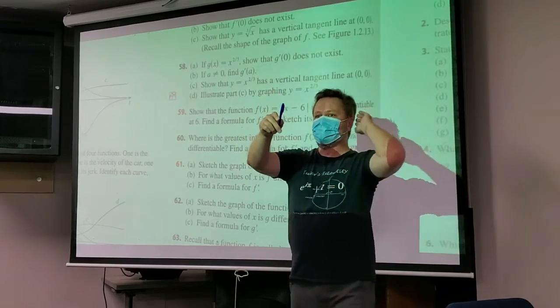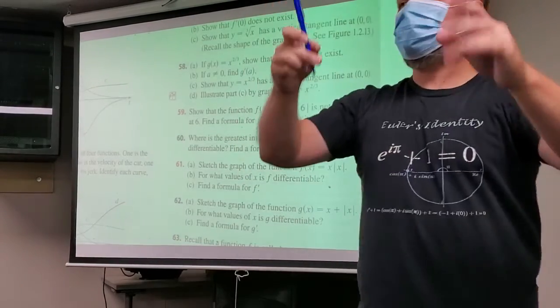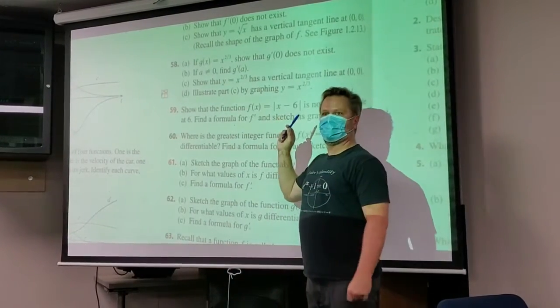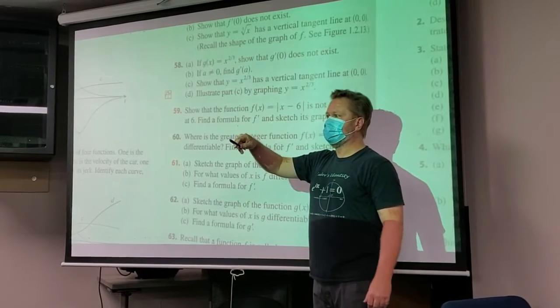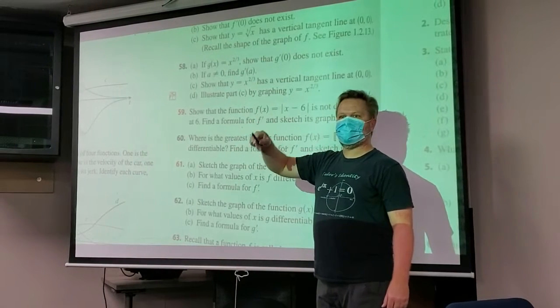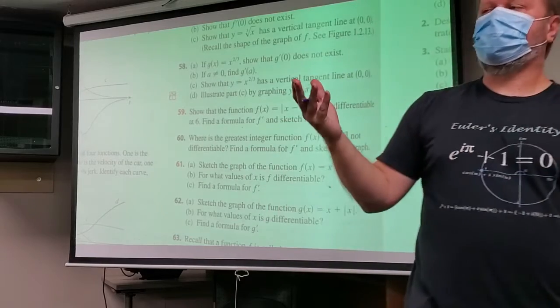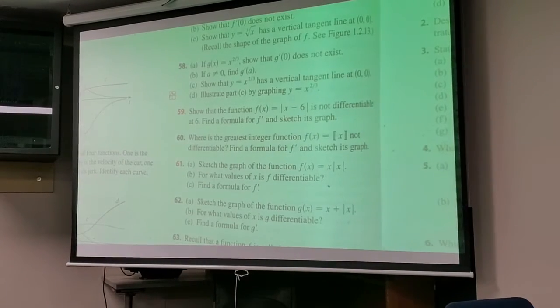No. Multiply by negative 1. So below 6, what is this then? It's negative x plus 6. What's its slope? So do the slopes agree at 6? No. So that's the more technical way. I went too far there. Basically gave you the answer if you're paying attention.